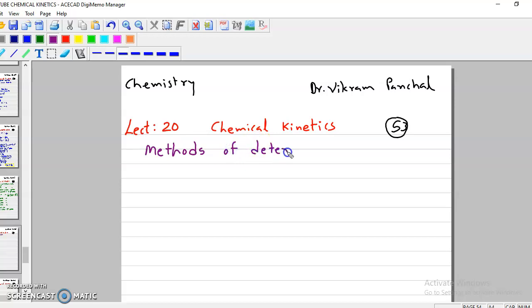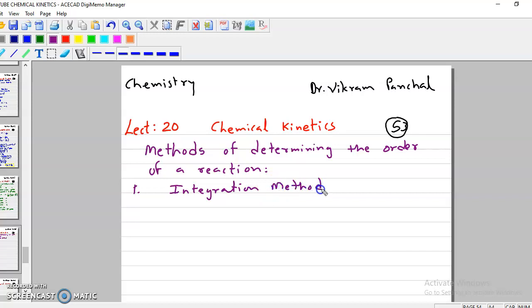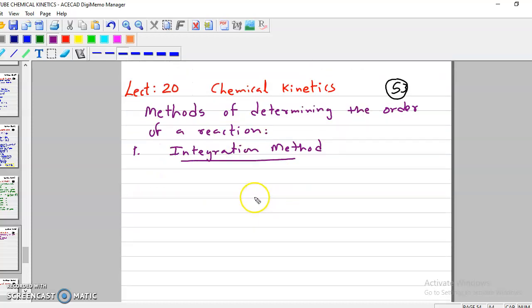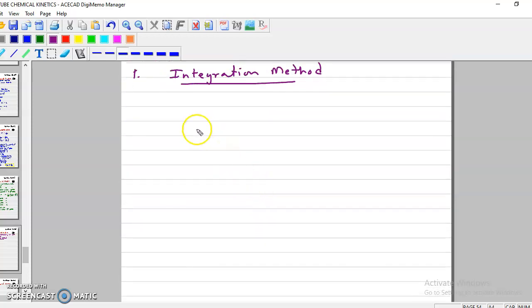So methods of determining the order of reaction. There are several methods used for this. We'll see the first one, and the first method is called integration rate law method or integration method. It is an elementary method where we expect that the integration rate law for different order of reaction is as follows.